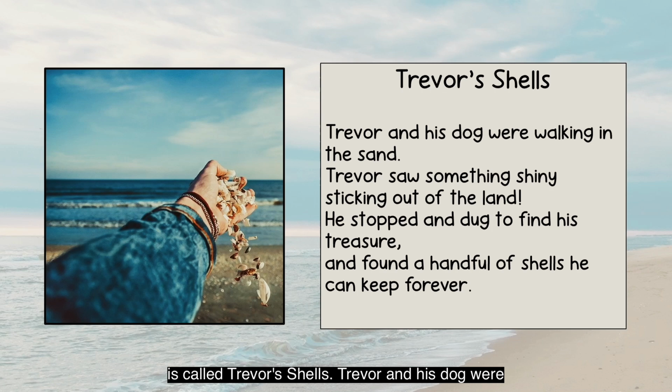This poem is called Trevor's Shells. Trevor and his dog were walking in the sand. Trevor saw something shiny sticking out of the land. He stopped and dug to find his treasure and found a handful of shells he can keep forever.